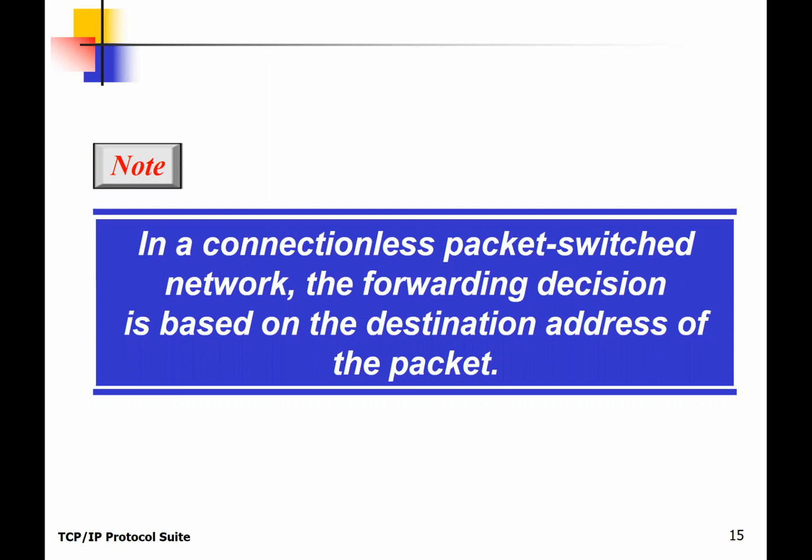So in the connectionless network, who decides which path you have to go? The forwarding decision is based on the destination address, right? So if you're sending data to a different destination, maybe it's going to go through a different path. All right, so that's in the connectionless.